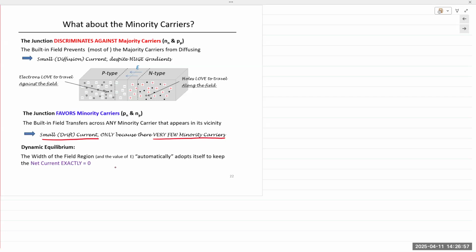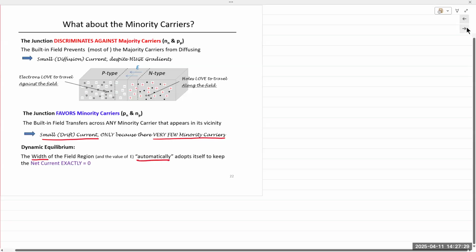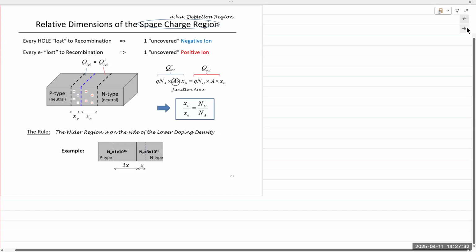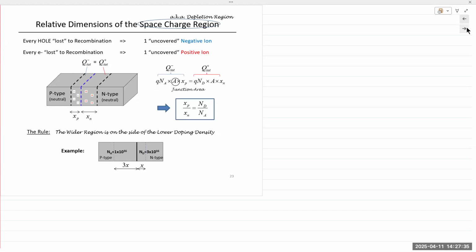Most importantly, the width of the region automatically adapts. Remember, I stated a few minutes ago, it doesn't matter the doping profile, the concentration, or the dimensions. It always stops after the charge is balanced out. So the depletion region will adapt itself so that the charge is completely neutral, meaning the net current is exactly zero.